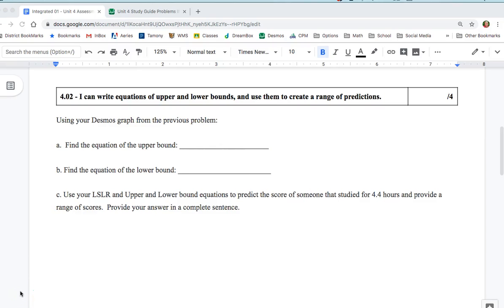Okay, 4.02, I can write equations of upper and lower bounds and use them to create a range of predictions. Using your Desmos graph from the previous problem, find the equation of the upper bound, the lower bound, and then use your least squares regression line and upper and lower bound equations to predict the score of someone that studied for 4.4 hours and provide a range of scores. Provide your answer in a complete sentence.